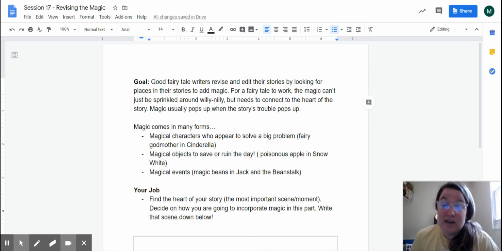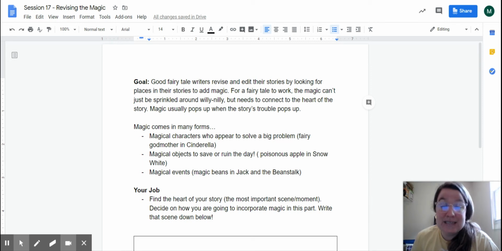Another situation that might come up is a magical event. Now, if you think about Jack and the Beanstalk, there are these magic beans, which then turn into a magical vine, and the climb, and that's kind of where the problem arises.